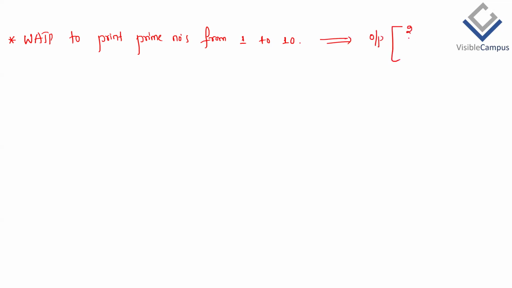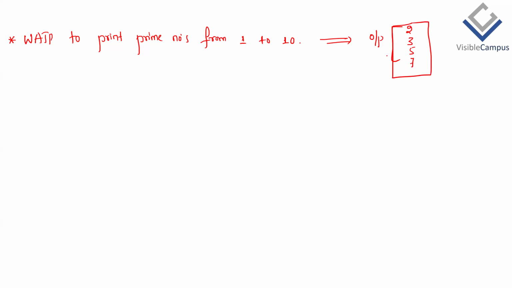Write a Java program to print prime numbers from 1 to 10. So which are prime numbers from 1 to 10? Our output has to be 2, then 3, then 5, then 7. So this has to be our output for this question.